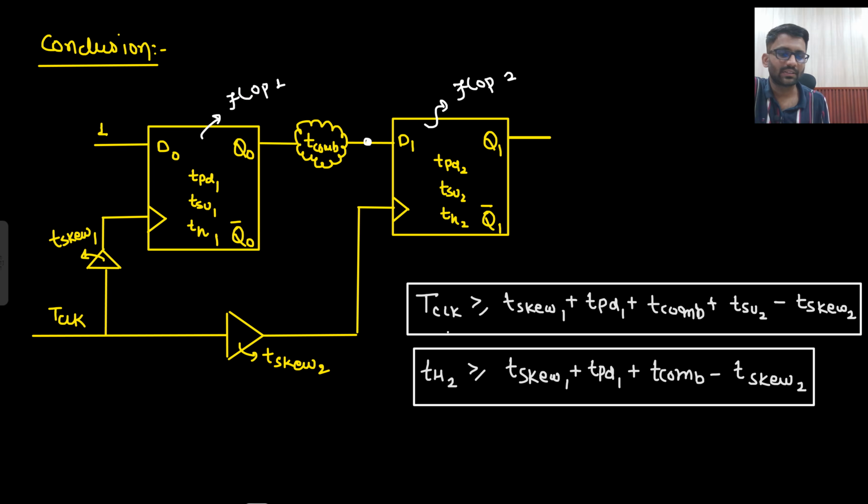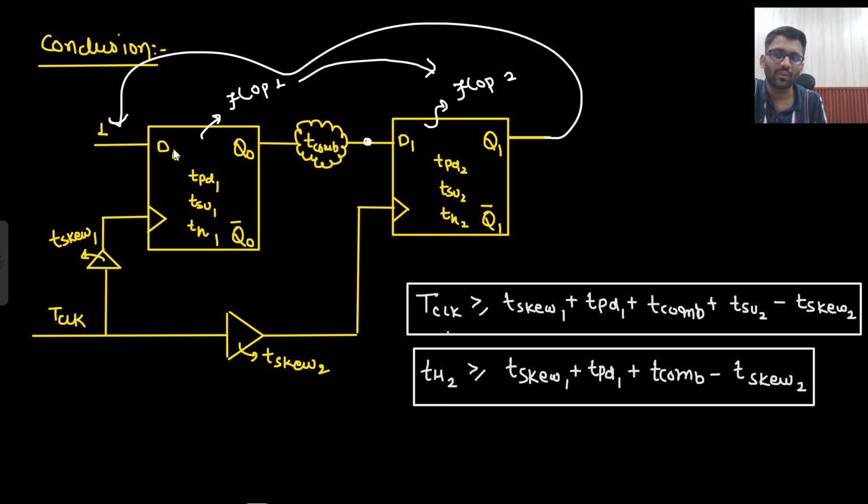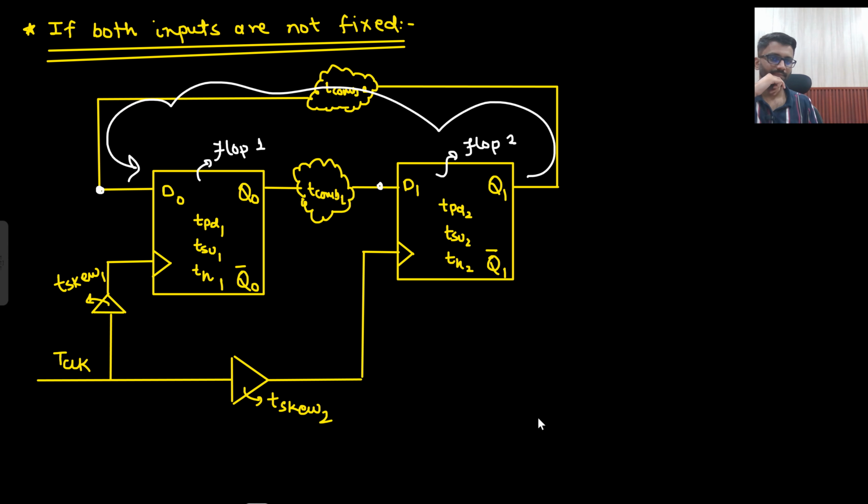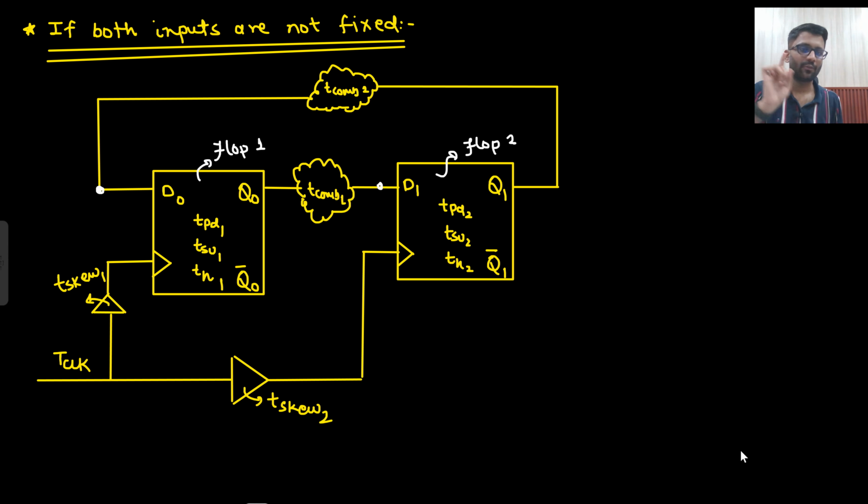In previous examples, you could only go from flop 1 to flop 2, right? This was the only path. Can you come from flop 2 to flop 1? No. There is no path that I can come from flop 2 to flop 1. But here, I can go from flop 1 to flop 2 as well, and I can come back from flop 2 to flop 1 as well. Say yes or no, right? So I have two paths here.